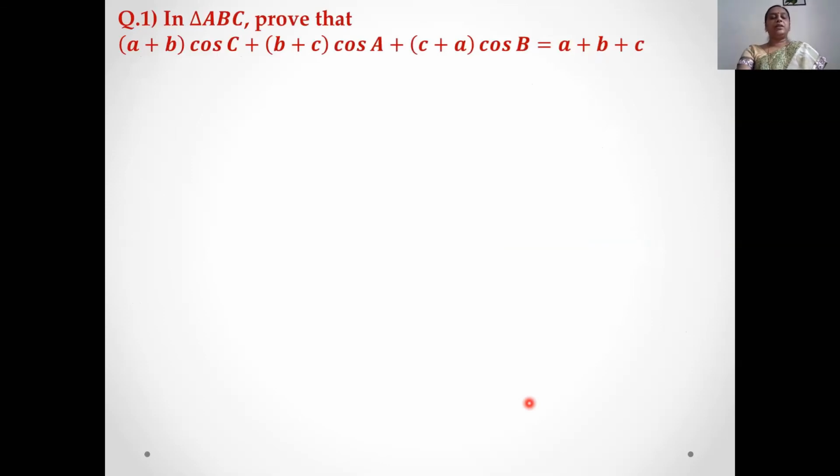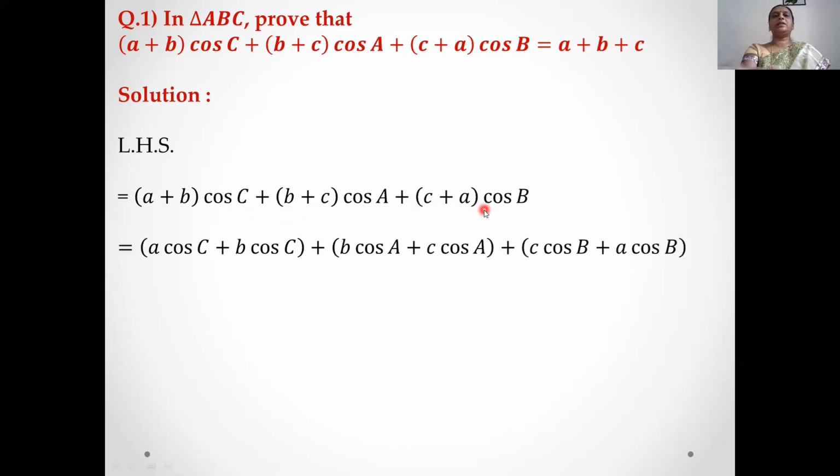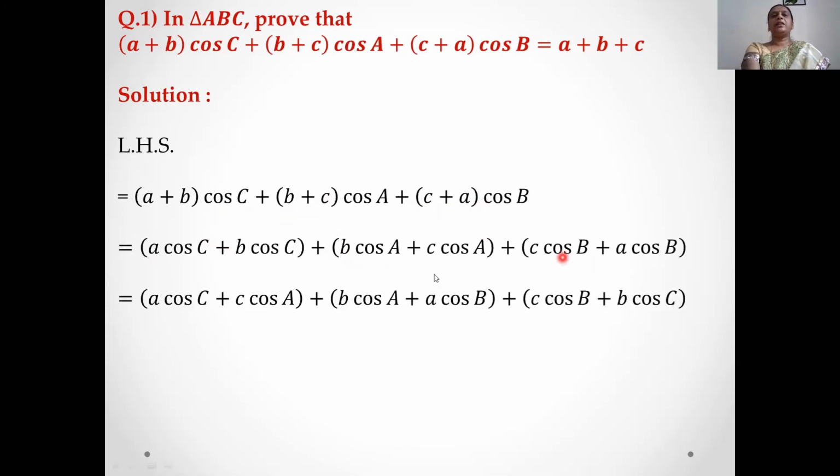In triangle ABC, prove that (a + b) cos C + (b + c) cos A + (c + a) cos B is equal to a + b + c. In the solution, you write down the left hand side, that is (a + b) cos C plus (b + c) cos A plus (c + a) cos B. In the next step, you open the bracket and you write down a cos C plus b cos C. In the second, b cos A plus c cos A. You open the third bracket, c cos B plus a cos B, and rearrange the terms.